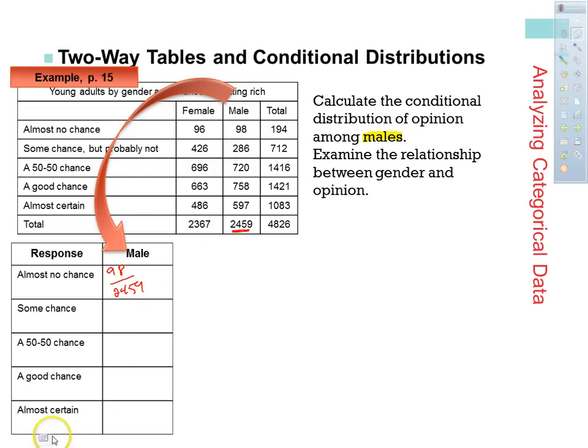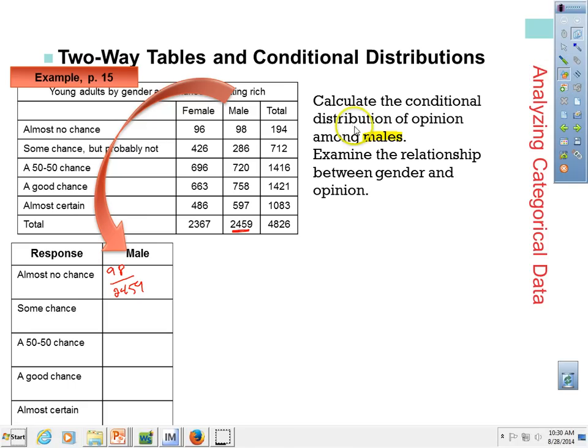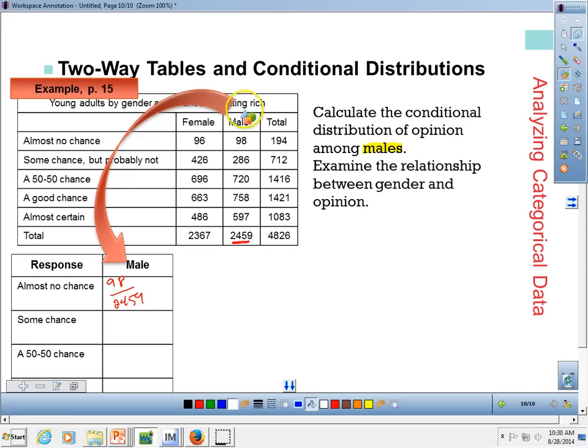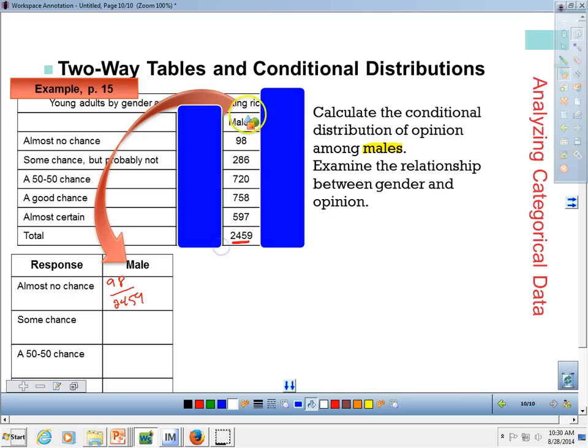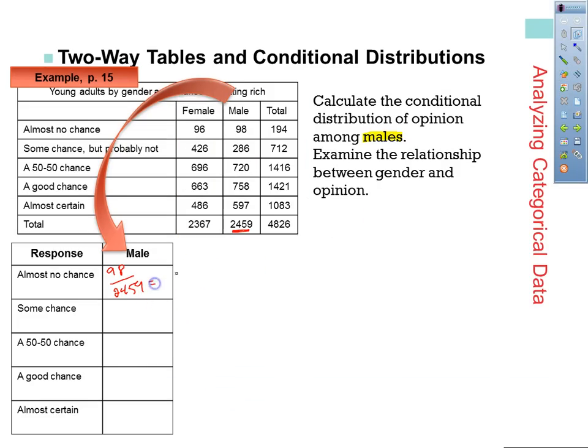So another way to look at this is we can sort of cover up what we don't want, right? So once I decided I'm going down columns, I am only interested in this column. So I would cover this up and cover this up and only focus on this guy right here, okay? And just worry about that distribution. And so I'm going to use the 2459, which is the total number of males we've got, right? And that's about 4%. And then same on down the line, right? 286 by 2459, which is about 11.6%.